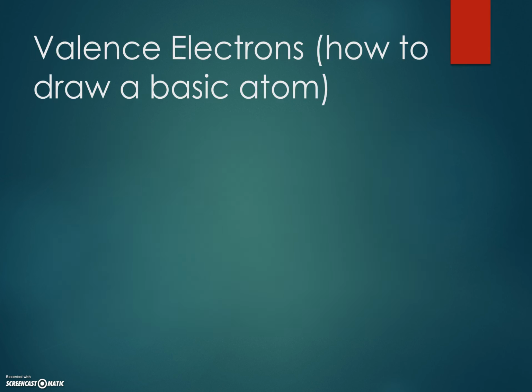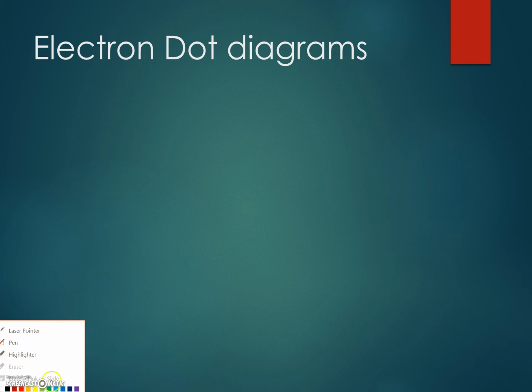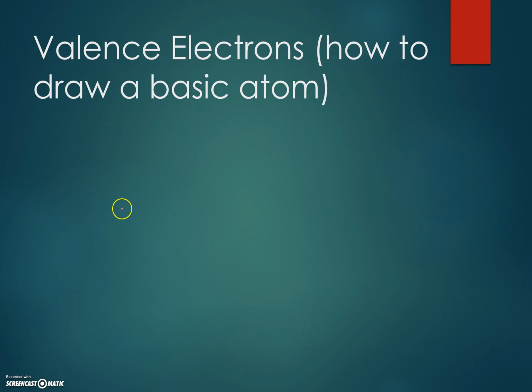So valence electrons, how to draw a basic atom, okay? To draw a basic atom, we're going to draw our nucleus, and we'll just draw a circle. Wants to give me a pen here. We're going to draw a circle, and we're going to put the number of protons in the middle. And so I'm going to start with carbon. So we're going to have 6 protons.